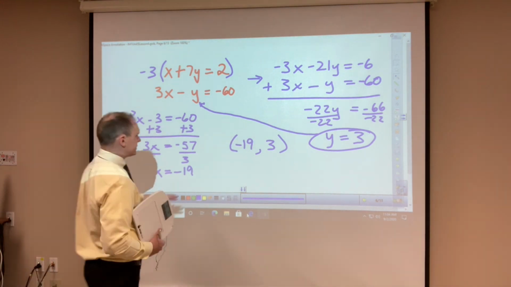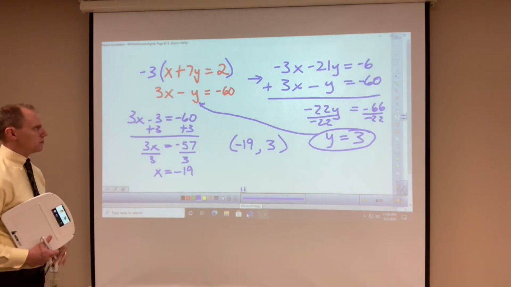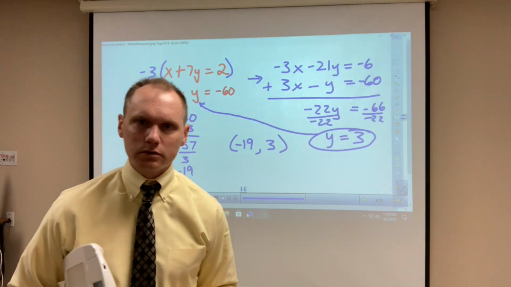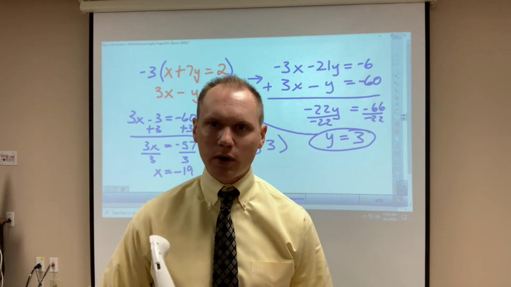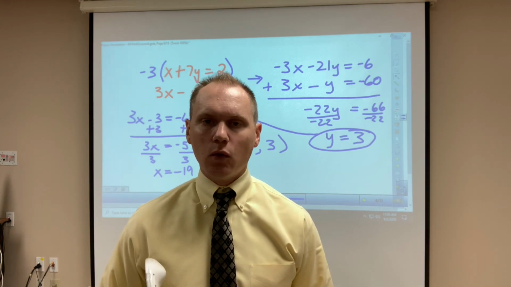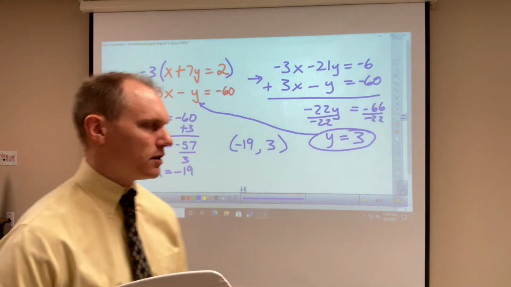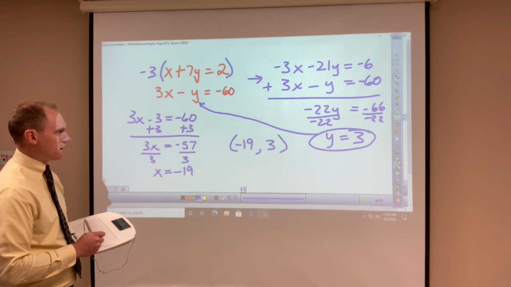So that's the x and y that satisfy both of those equations. Elimination is almost like a little bit of a puzzle, right? To figure out how can I multiply one or both equations so that when I add or subtract them, one of the variables is eliminated. To me, it's kind of fun to figure out what works for that to happen.